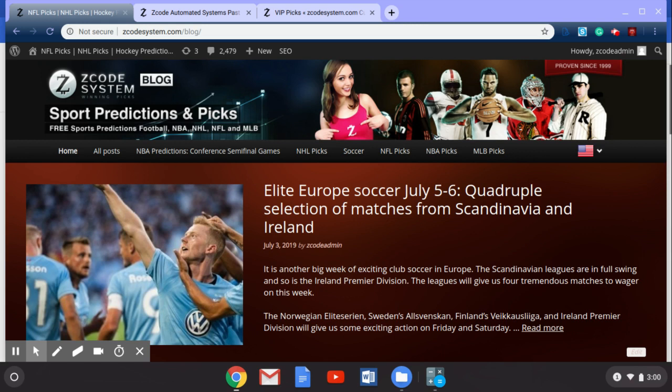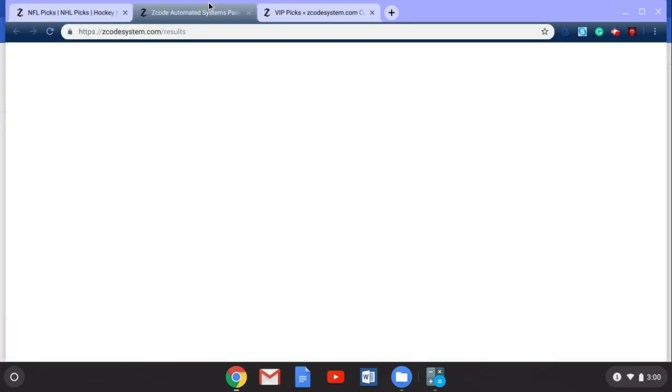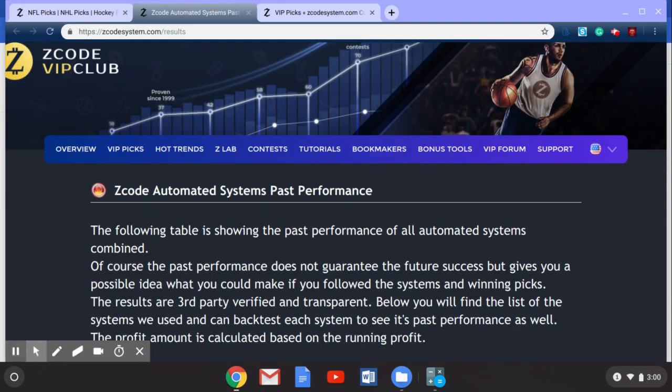But guys, before we go any further, let me just attract you over to the Z Code System automated systems and how they're performing right now. You can go over to the Z Code System automated systems past performance and check out the great information that we have there and find all of those systems that you should be following for the month of July.